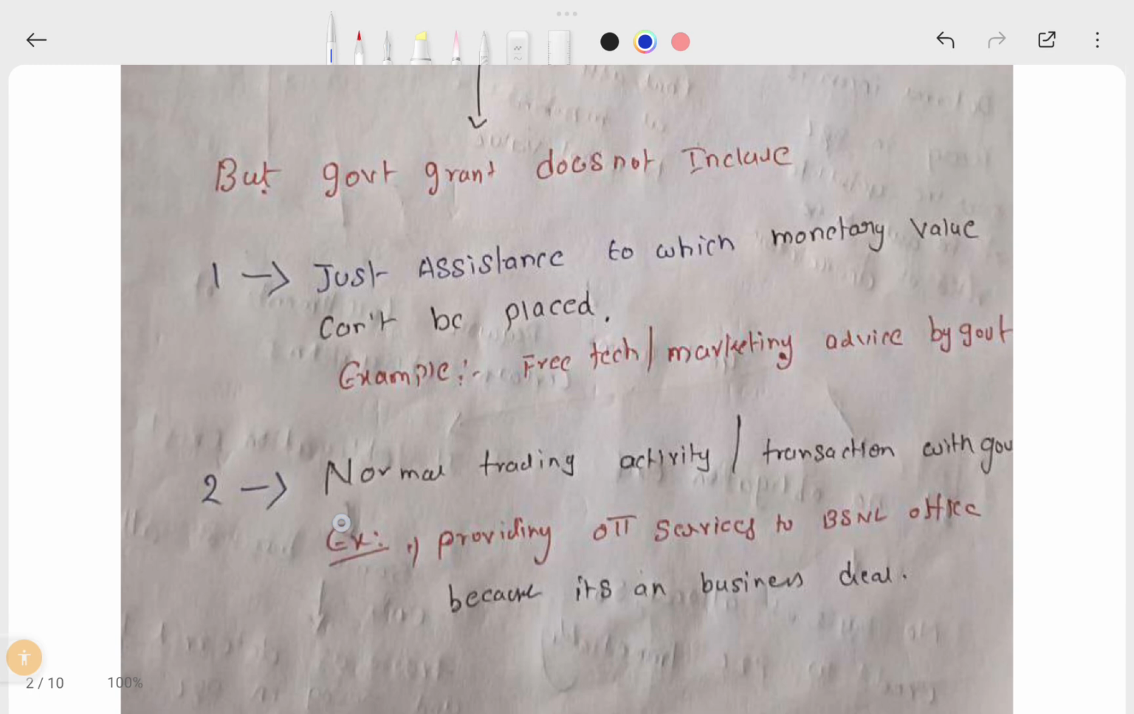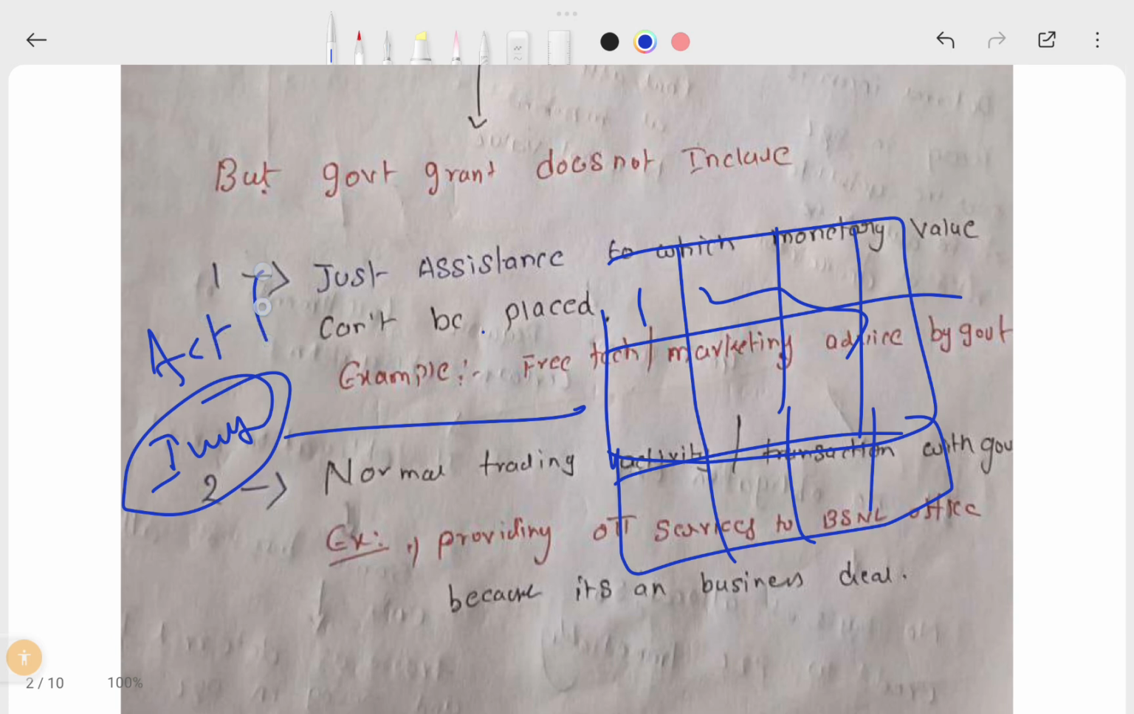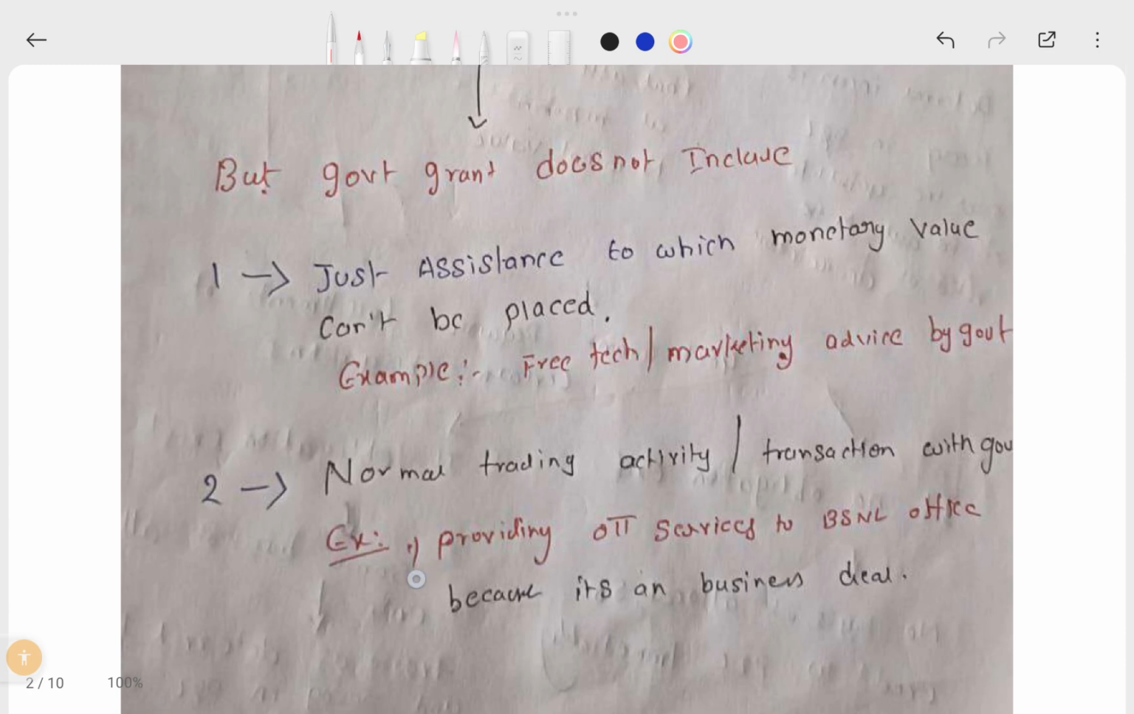Also, normal trading activity or transactions with you. Suppose you have an internet entity. The government has a building with 7 or 8 floors, and they need internet facilities on those floors. All these internet facilities are given by, say, ACT Fiber. This internet provider is supplying internet facility to them. In this situation, this is the normal course of business, with no government association. If you do business with government entities, that is a normal course of business.